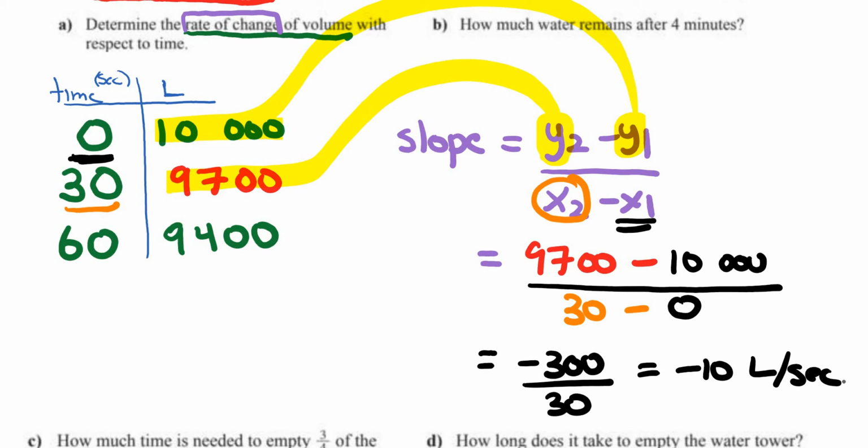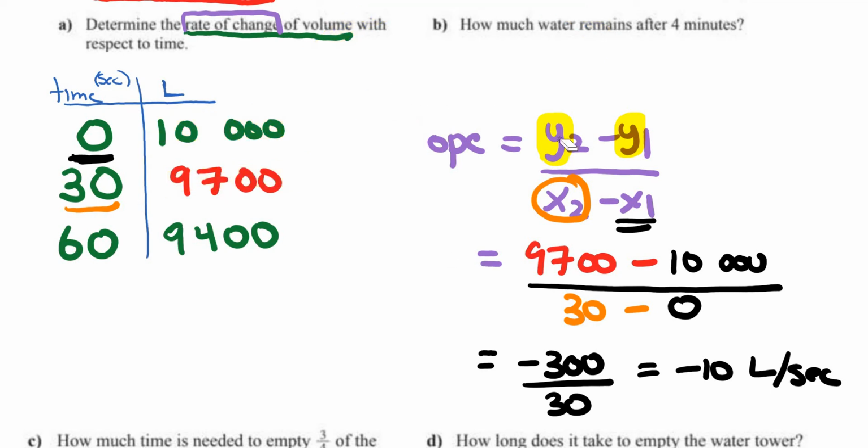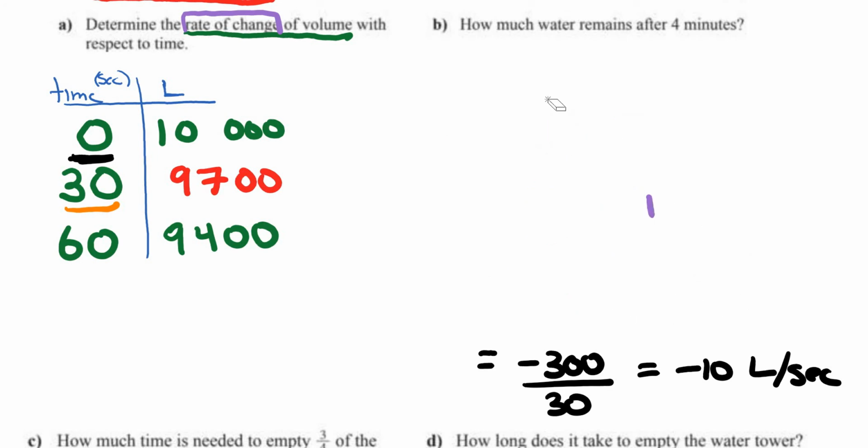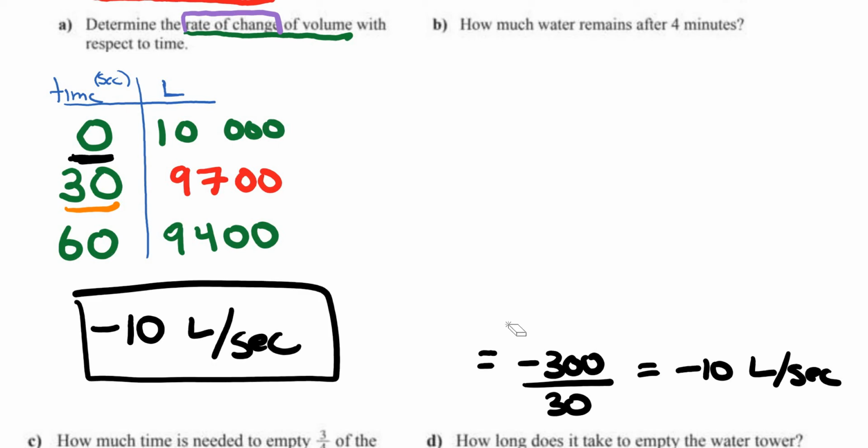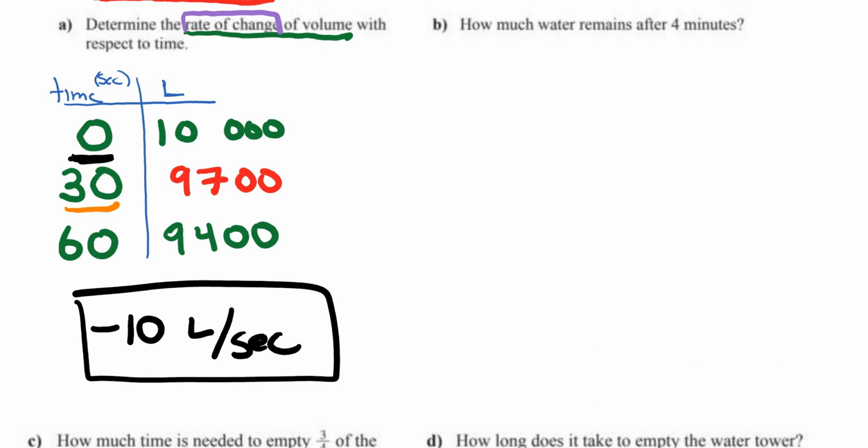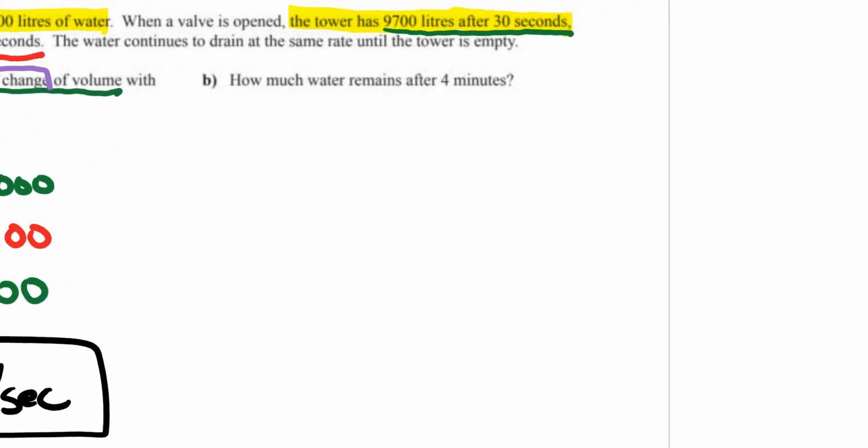Okay, so that's all the work that you have to do for question 15A. All right, so let me just erase some of this. And let me just write the answer here as negative 10 liters per second. That's my answer there for part A. Okay, now let's move on to part B. How much water remains after 4 minutes?